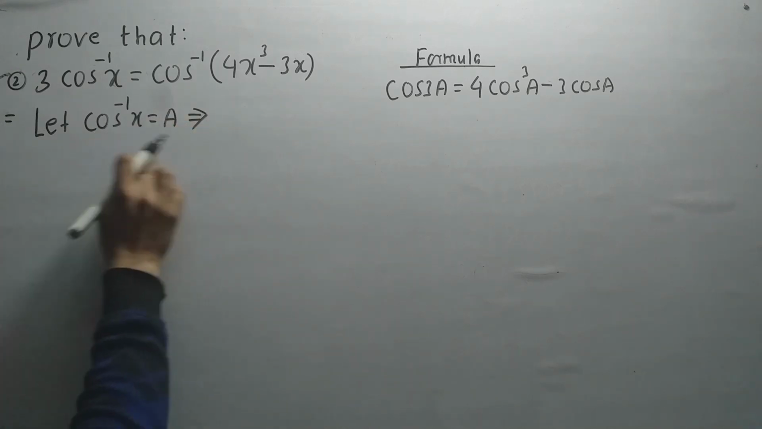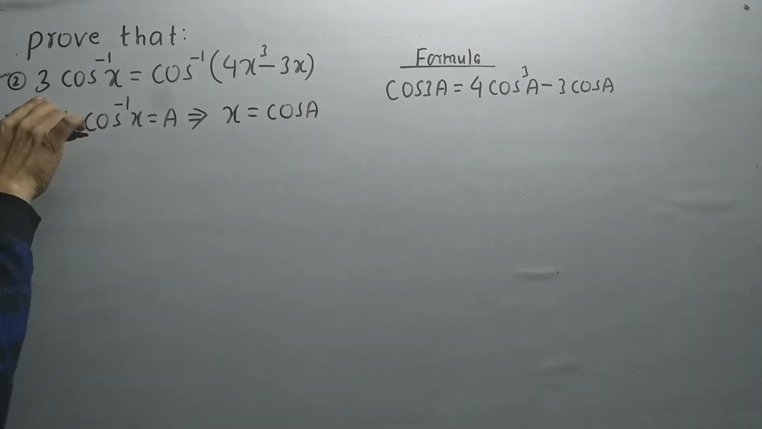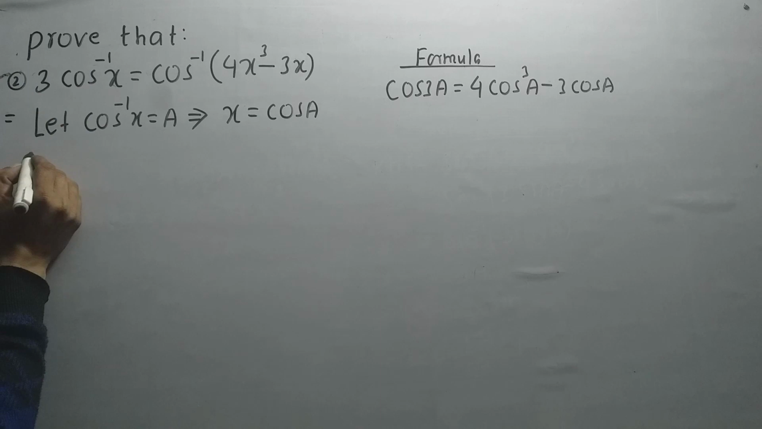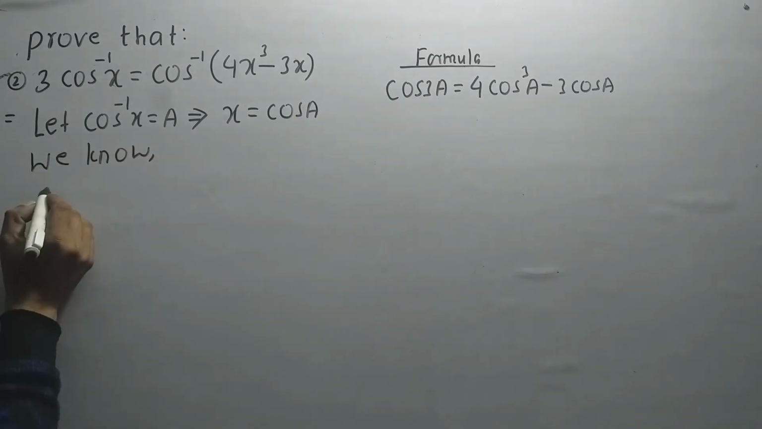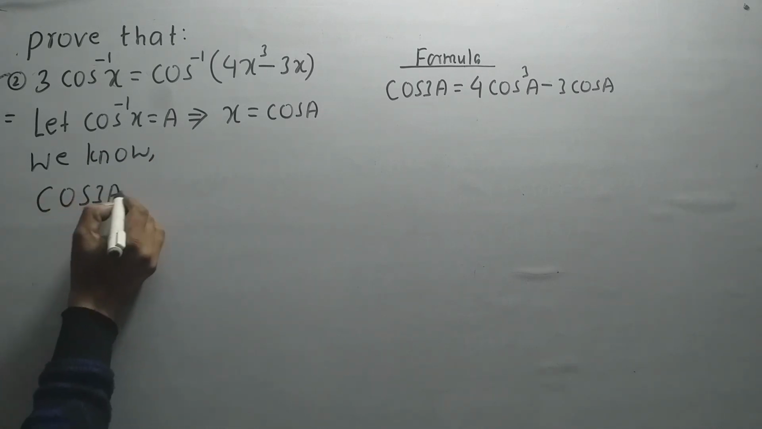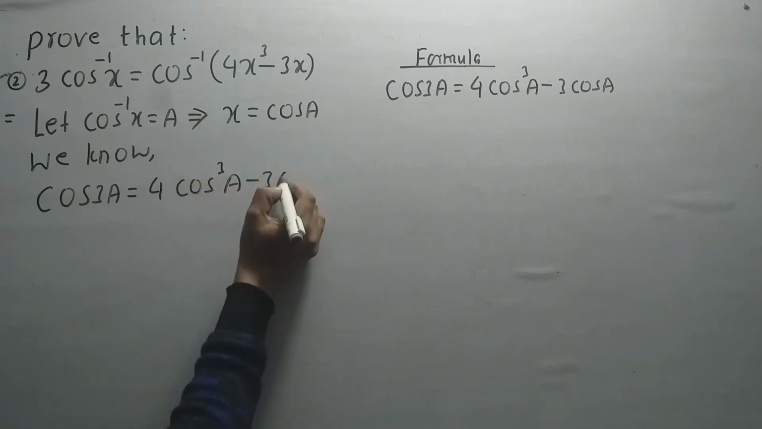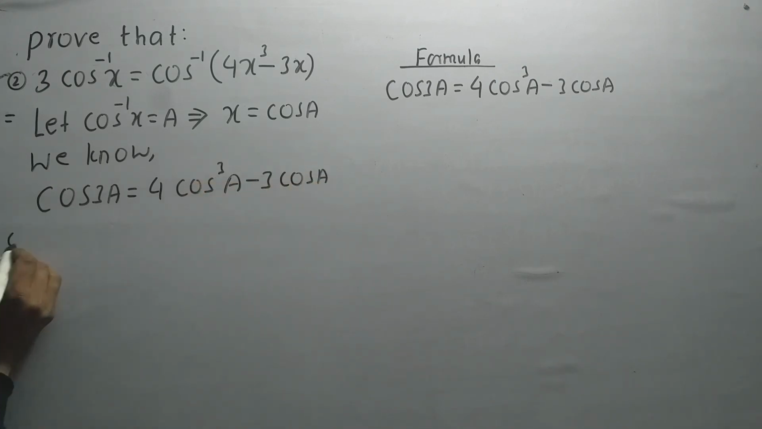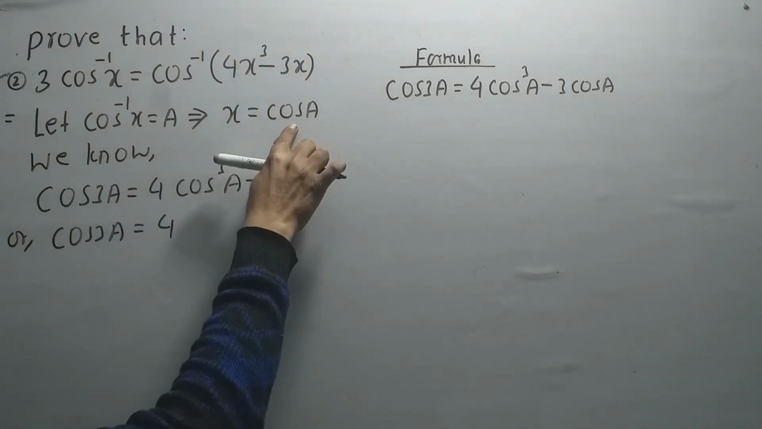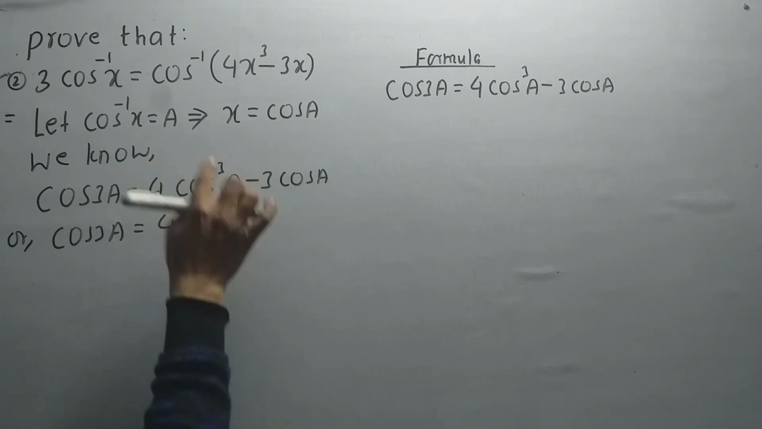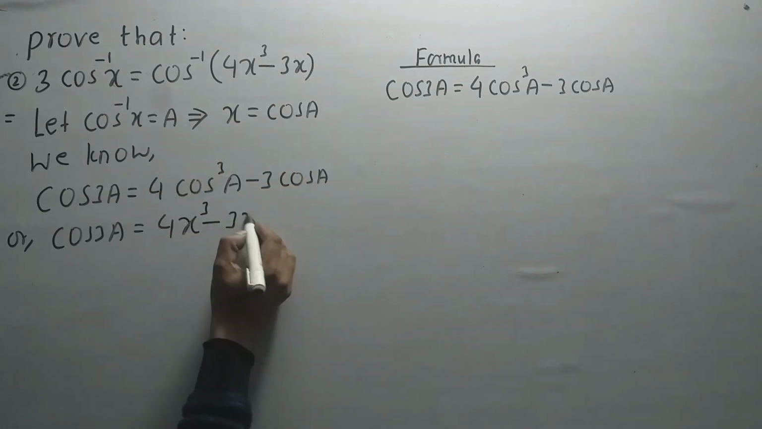It implies that, taking cos to the other side, x equals cos A. Now we will use the formula for cos 3a, which is already written here. Cos 3a is 4 cos cube a minus 3 cos a, where the 4 remains the same. Now in place of cos a we replace that by x. So cos cube a becomes 4x cube, and minus 3 cos a becomes minus 3x.